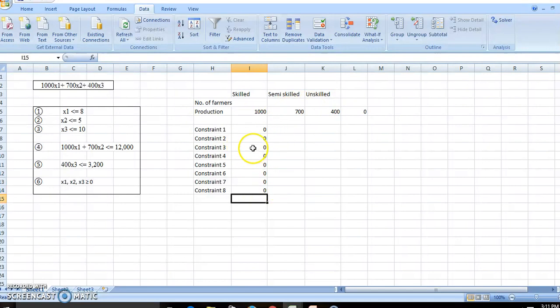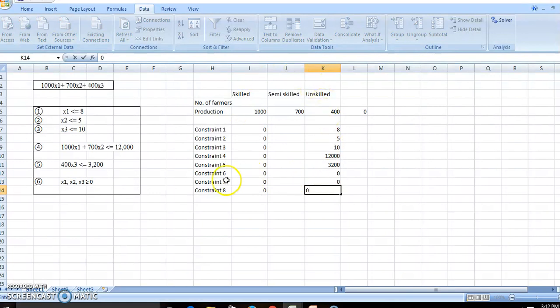After having written all the LHS sides, I will write the RHS sides of all the constraints. And I'm going to write them accordingly. For constraint 1, it is 8. I'm going to write the values as such, as they are absolute numbers. And for this, it is 0, 0 and 0.